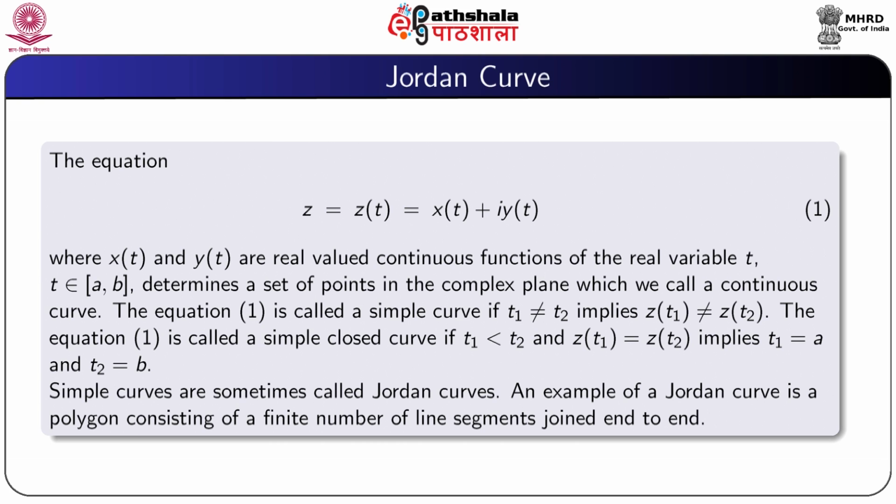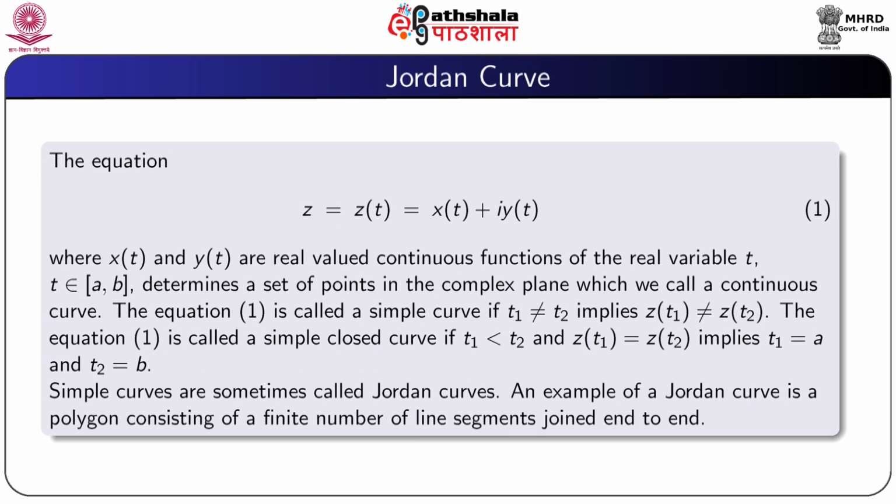Now Jordan curve. The equation z equal to z of t equal to x of t plus i y of t, where x of t and y of t are real valued continuous functions of the real variable t, and t lies in the closed interval [a, b], determines a set of points in the complex plane which we call a continuous curve.